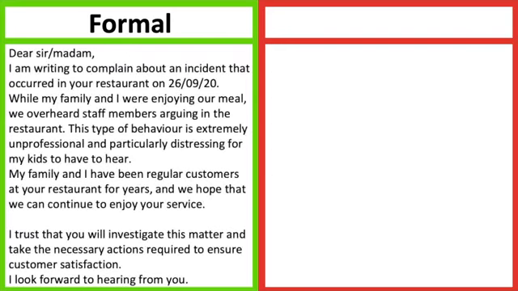Now, let's look through two examples so you can understand the difference. Formal. Dear Sir, Madam, I am writing to complain about an incident that occurred in your restaurant on the 26th of the 9th, 2020. While my family and I were enjoying our meal, we overheard staff members arguing in the restaurant. This type of behaviour is extremely unprofessional and particularly distressing for my kids to have to hear.